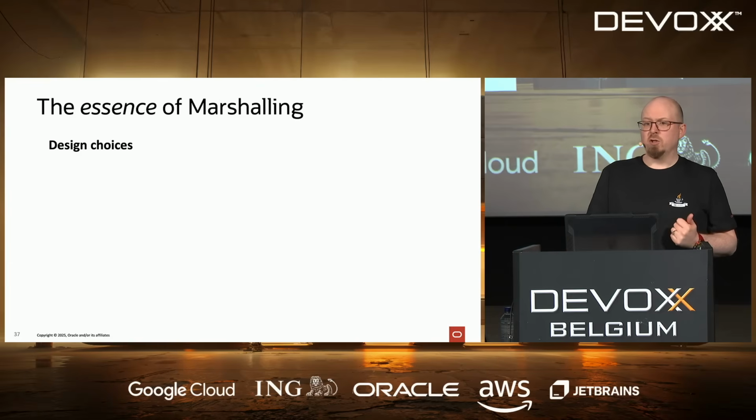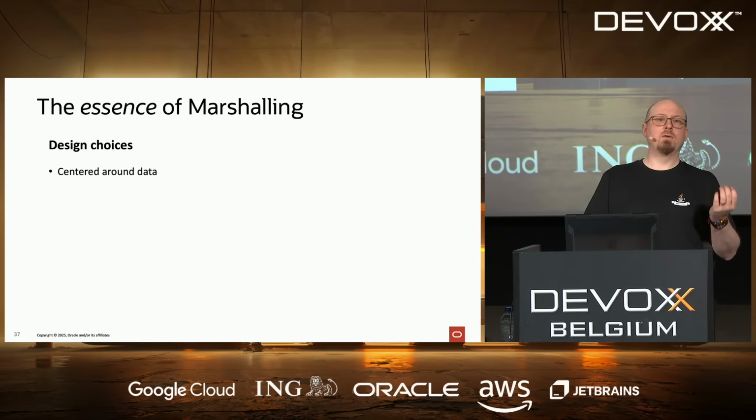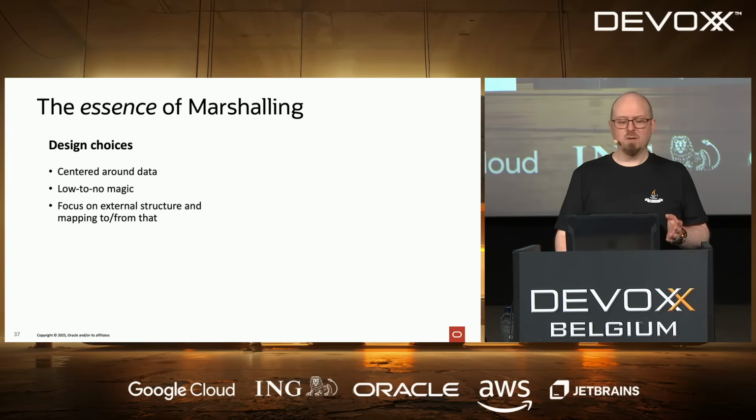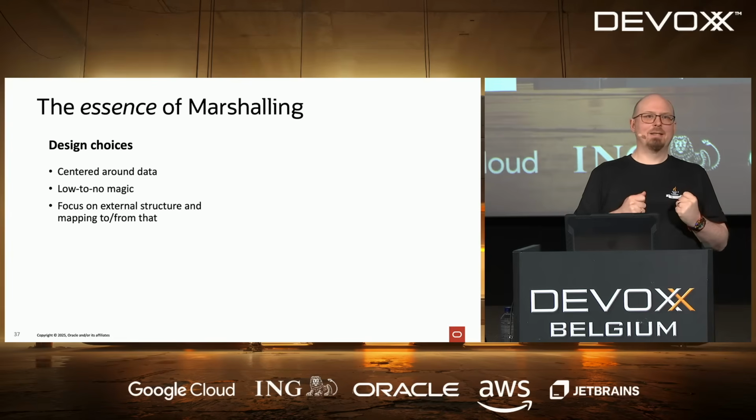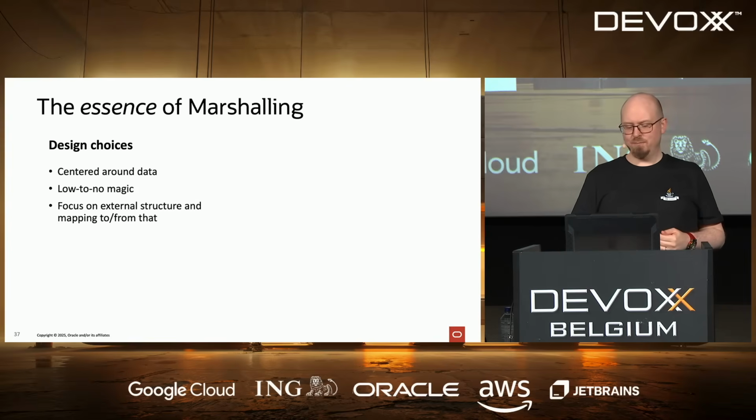So the essence of marshalling, we're trying to center this around data, not necessarily the behavior itself, but really about how do we expose this in the programming model so that people can reason about the structure of their classes. We want to minimize the magic. We want to have as few magical things as possible and try to reuse and leverage what the language and the platform is already offering. And we want to focus on the transformation from the external structure and back. So the key thing is the data, and secondly is the transformations.